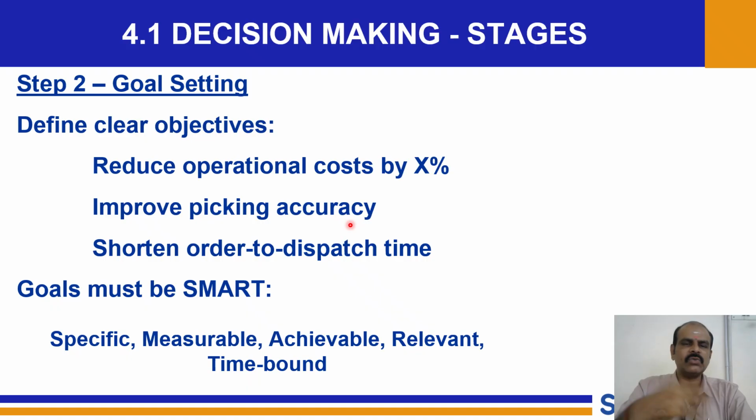In the earlier case, whatever problem we have identified, for that set a proper goal, that is, set proper objectives which are tangible in nature. Shorten order to dispatch time, in terms of percentage or in terms of time, or activities per hour. It can be anything. So based on these guidelines we are supposed to select.